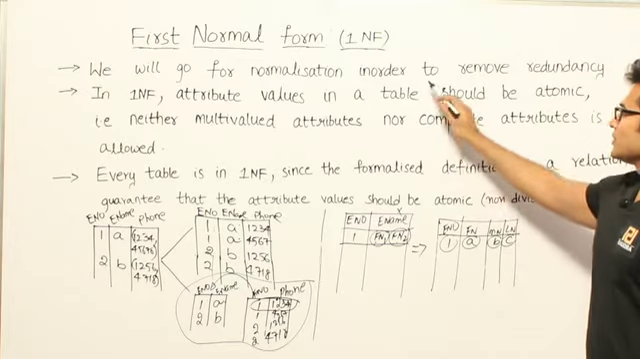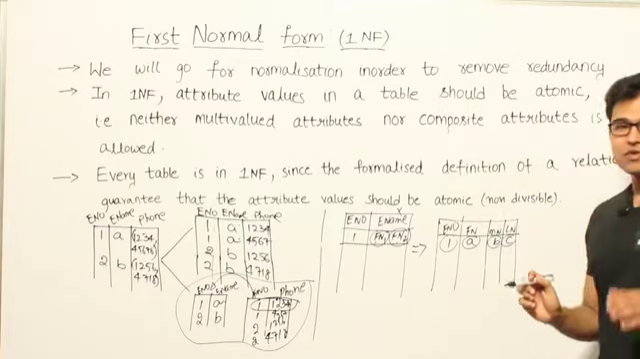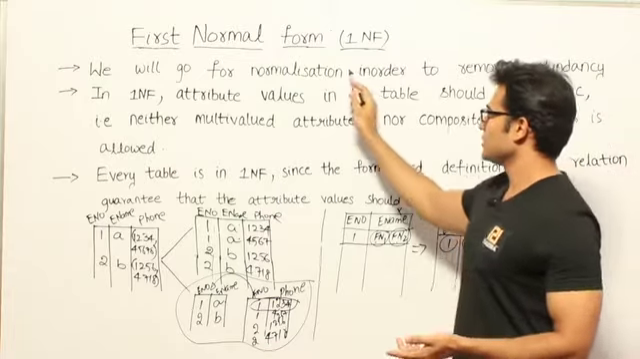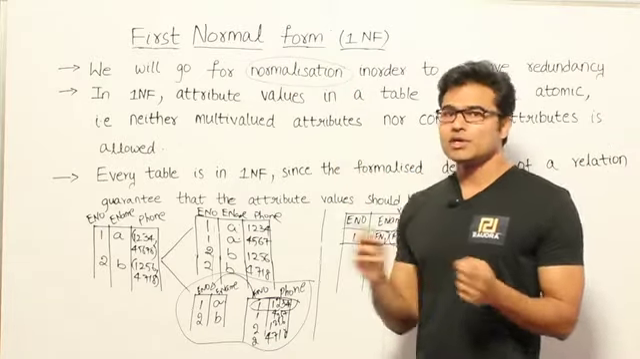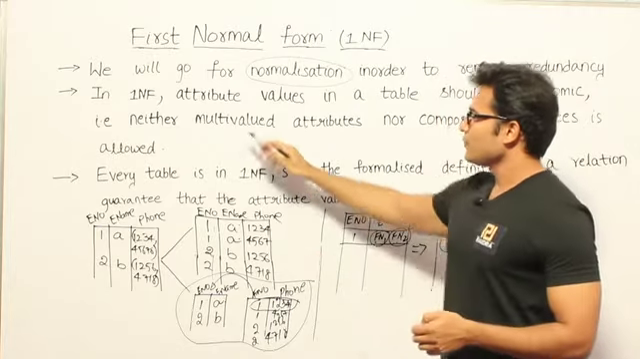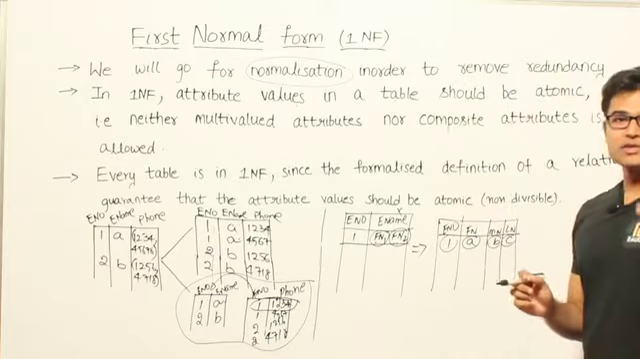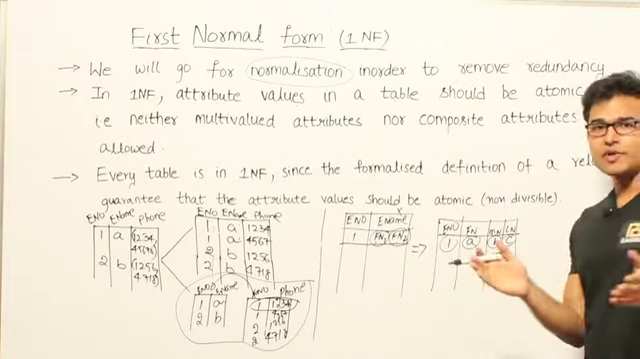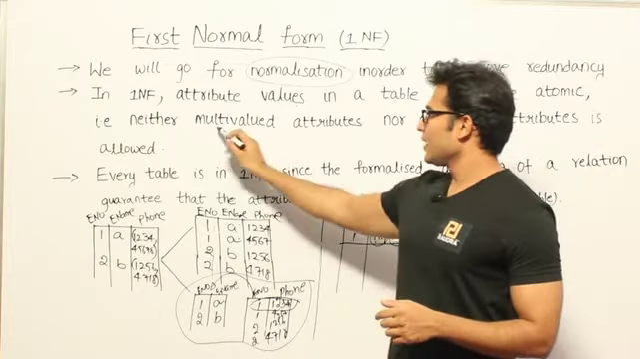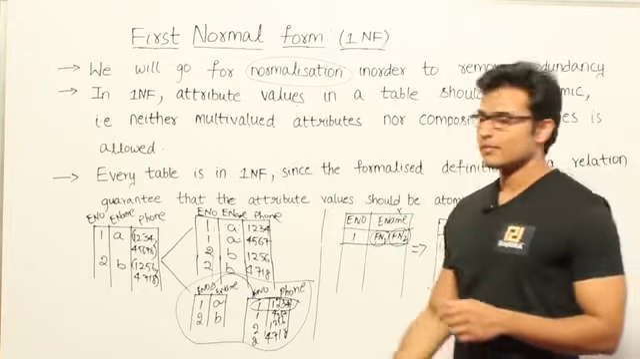So let's see the definition given in the textbooks. We'll go for normalization in order to remove redundancy. So generally that is why we go for normalization. It is not just for first normalization. In any normalization, why we apply it is to eliminate the redundancy. Now in first normal form, attribute values in a table should be atomic. Atomic means as simple as possible or as small as possible. You should not be able to divide them further. That is, neither multi-valued attributes nor composite attributes are allowed.